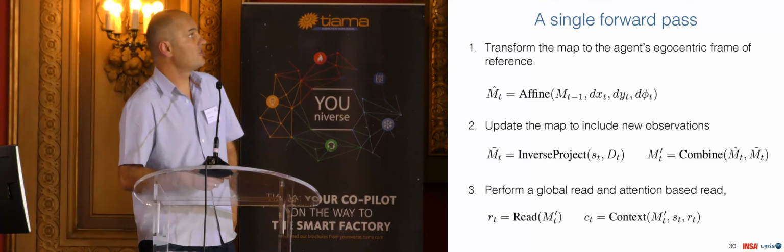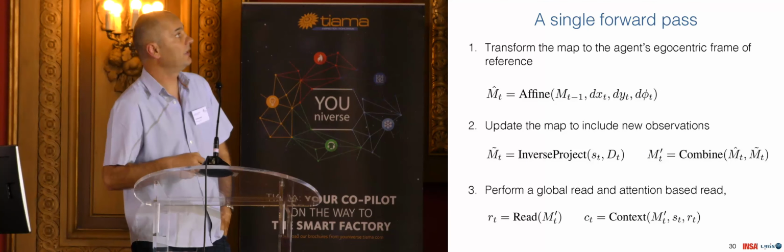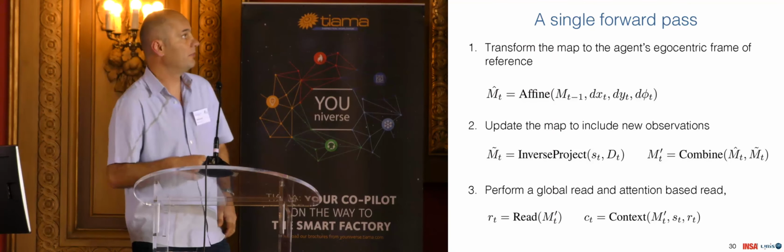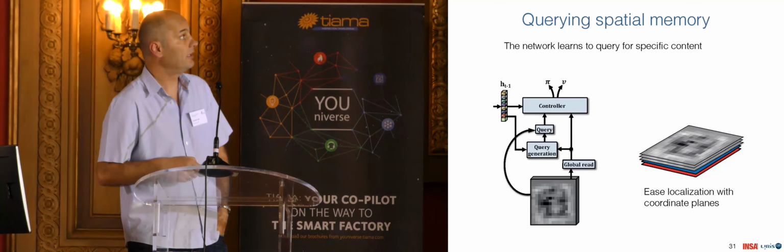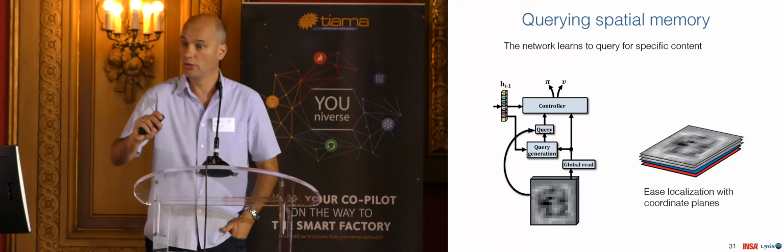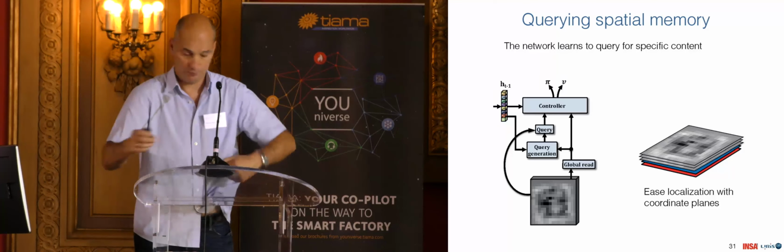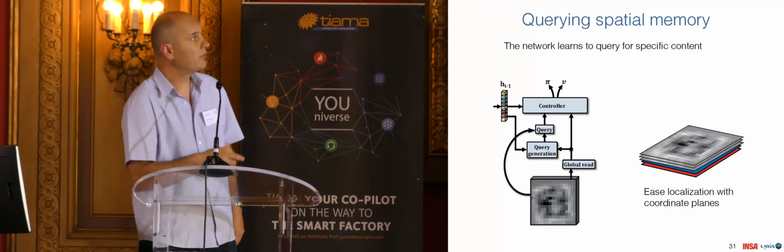I will not go into the equations, but this is basically what I said. So basically you have an affine transform which updates the map. You need to do the inverse projection, and then you need to read. So basically the controller needs to read the map. It needs to learn what to put on a map. Yeah, 2 minutes. Let's read the map.